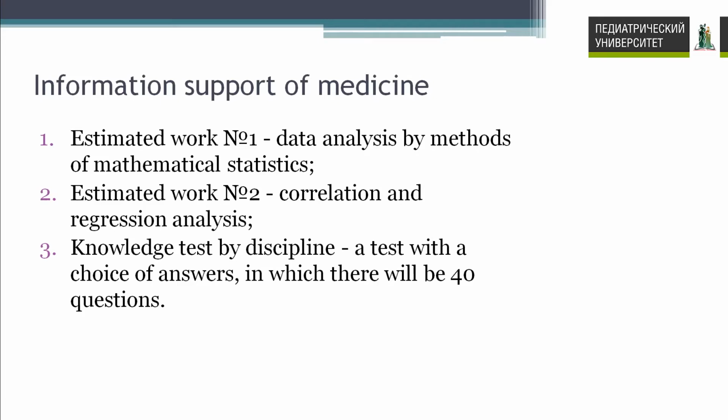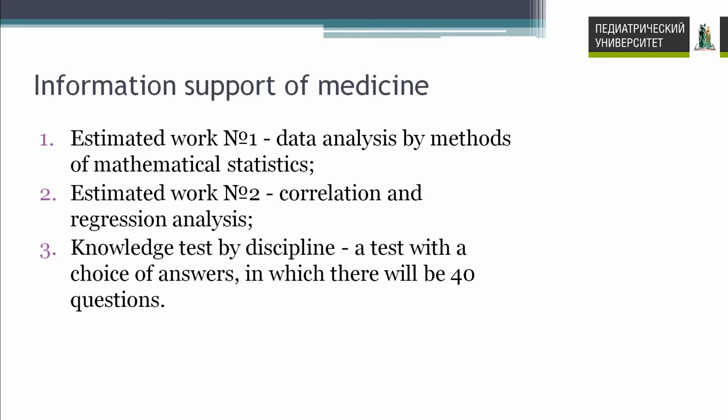What does it include? This course is short and practical, especially practical. It includes the performance of two estimated, or settlement, works. The first settlement work is the analysis of data by various methods of mathematical statistics. This work is quite large. We will perform it in two lessons, according to the results of which you will learn how to use some statistical criteria to process small groups of data. Only small groups of data, and you will need this course in other departments to analyze some data.